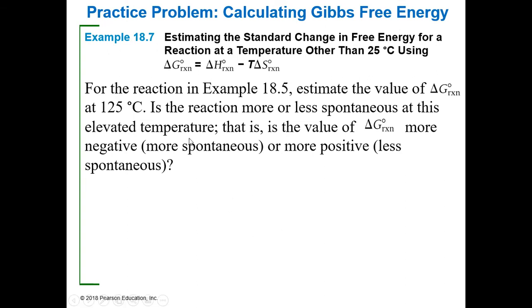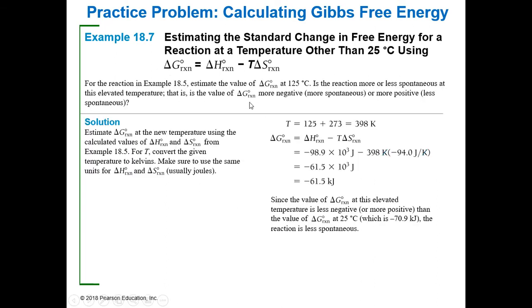Here's another one. So they're saying for this reaction that we used in the last example, estimate the value of delta G at 125 degrees Celsius. Is it more or less spontaneous at this temperature? Well, normally we think, well, if we raise the temperature, it should be more spontaneous. So let's see. So let's go ahead and plug in, as we already had these values, right? We already solved for delta H, we already solved for delta S. We're now plugging in our new temperature, 125 degrees Celsius. So 125 plus 273, we're at 398 Kelvin. So let's plug in that new temperature and solve.